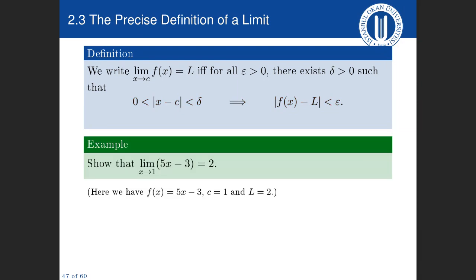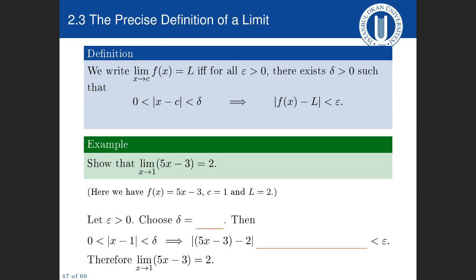Let's do an example. Show that the limit as x tends to 1 of 5x minus 3 is equal to 2. Now, here our function is 5x minus 3. C is equal to 1. And our limit capital L is equal to 2. So our answer is going to look like this.